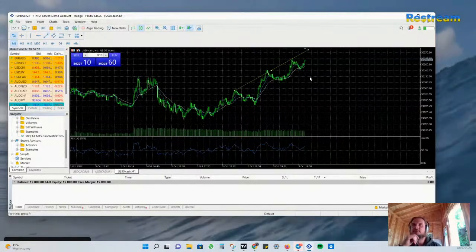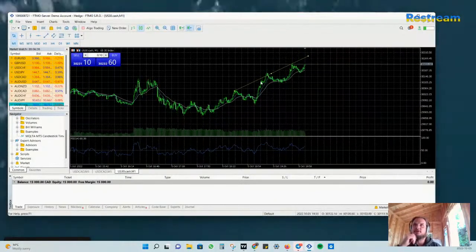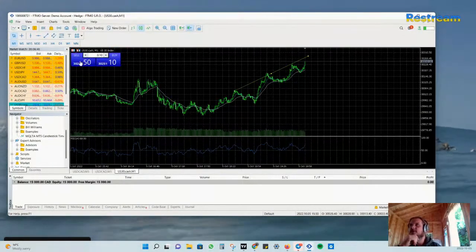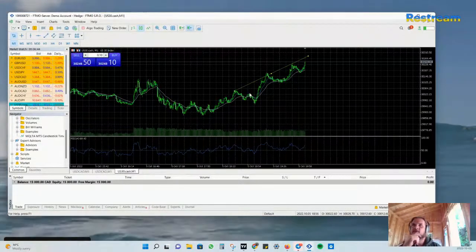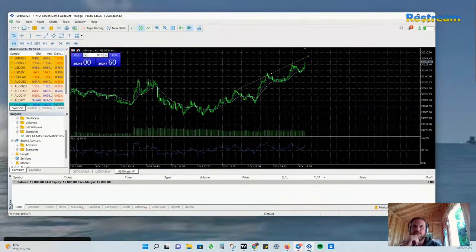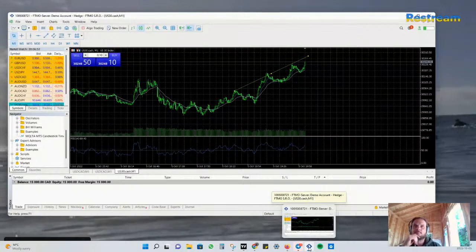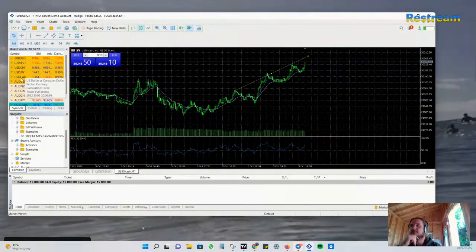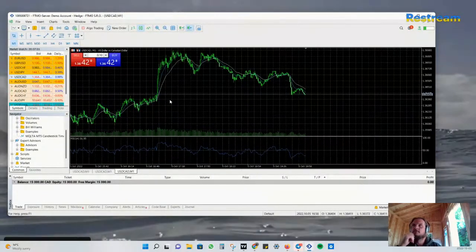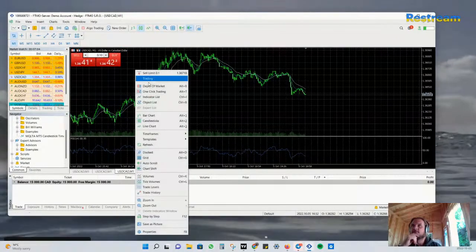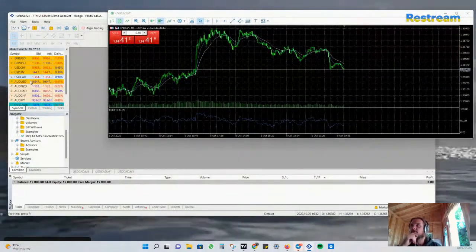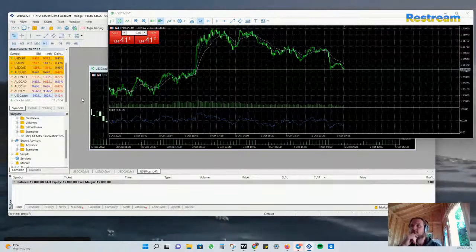Here we are looking at US 30, one of my favorites to trade. I like it because the spread is not usually too big, but it's looking kind of bad right now. Also like to look at USDCAD. Let's undock this, and we'll put it there. And we'll go back to my US 30.